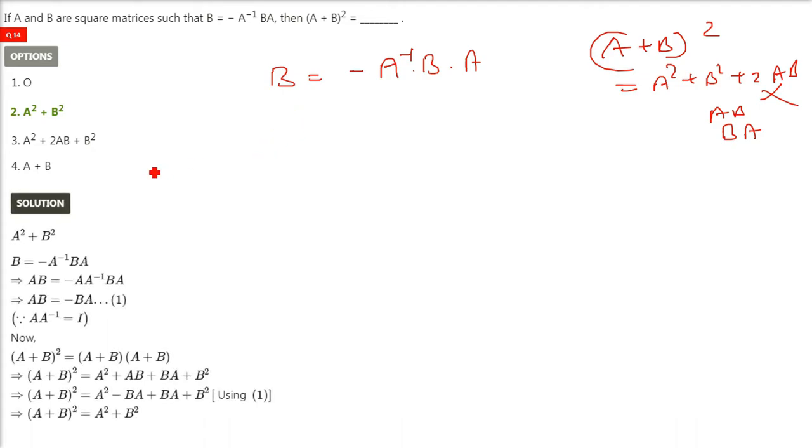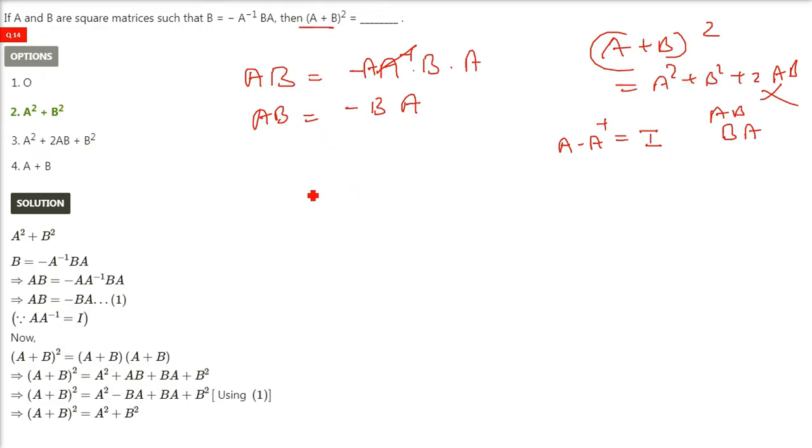So what we have to do here is, as I said, B is equal to this. Now let us multiply both sides by A. Why? Because we just want to get rid of this A inverse. So multiply A on both sides. Now A B equals A inverse A, which is identity, so B into A. Now AB is equal to minus BA. We'll employ it. When we multiply A and A inverse, we get identity. That also you should know.